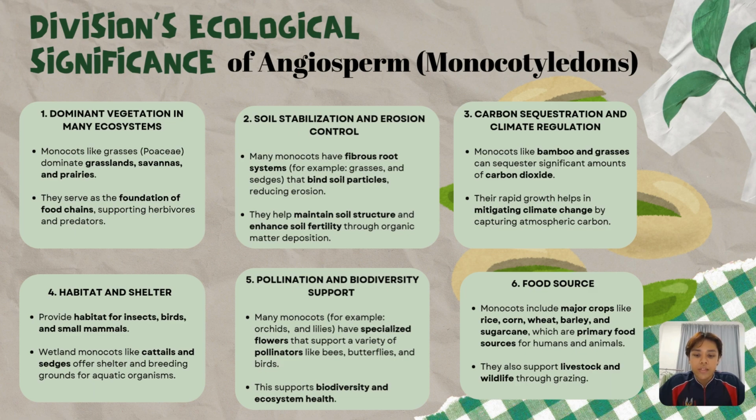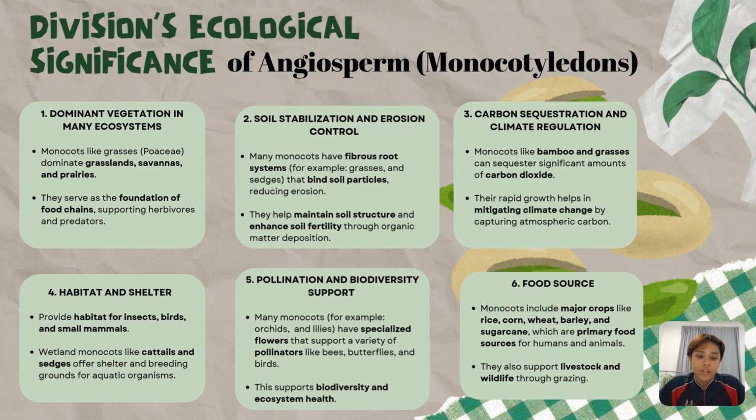Number 2 is soil stabilization and erosion control. Many monocots have fibrous root systems, for example, grasses and sedges, that bind soil particles, reducing erosion. They help maintain soil structure and enhance soil fertility through organic matter deposition.